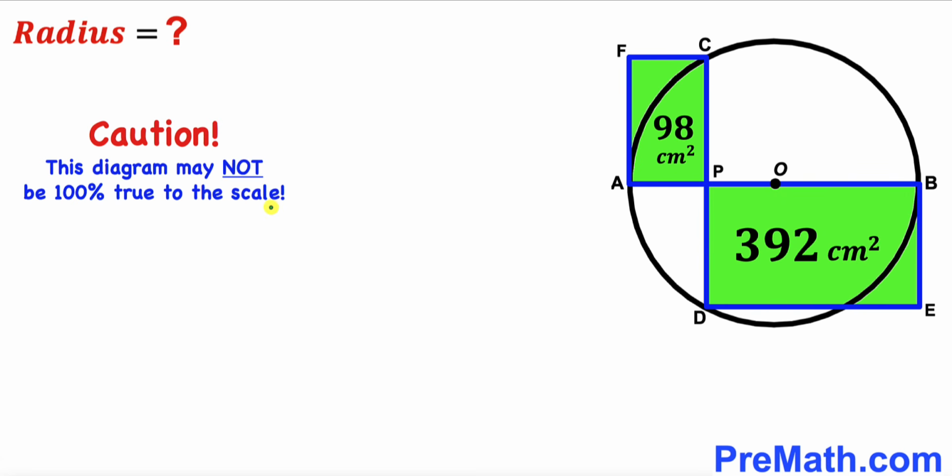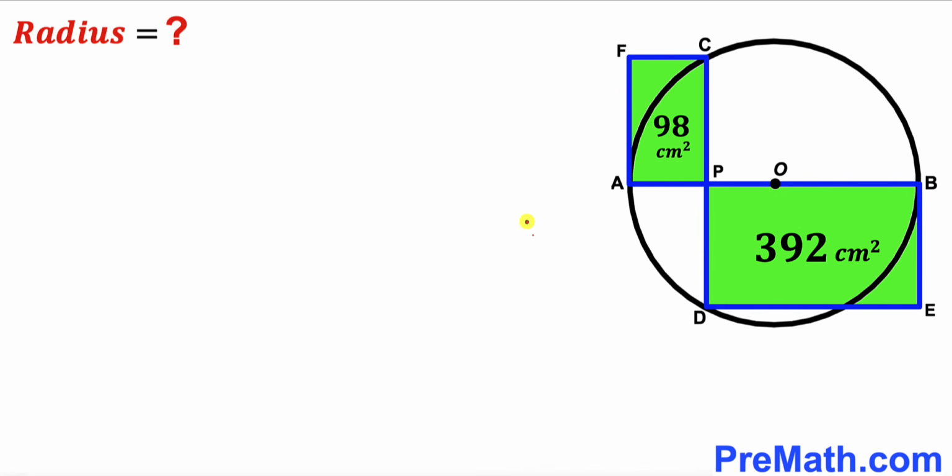Please keep in mind that this figure may not be 100% true to the scale. Let's go ahead and get started. Here's our very first step. We are dealing with these two green shaded rectangles. So we conclude that this angle has got to be 90 degrees, and likewise this angle is 90 degrees as well. So this diameter AB is perpendicular to this chord CD.